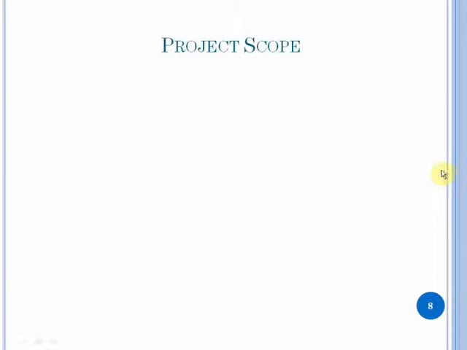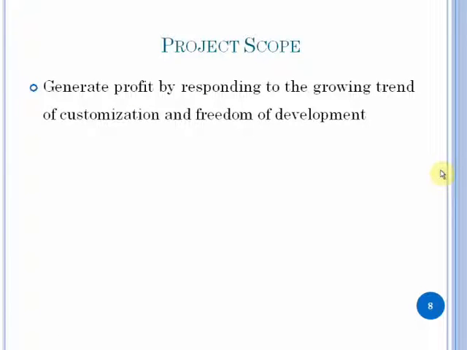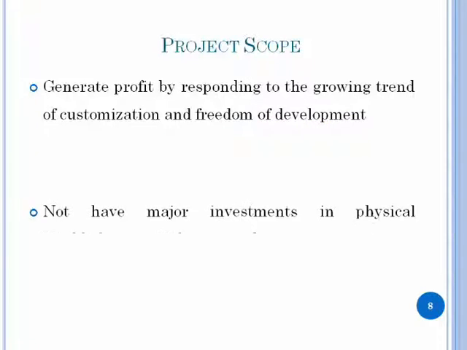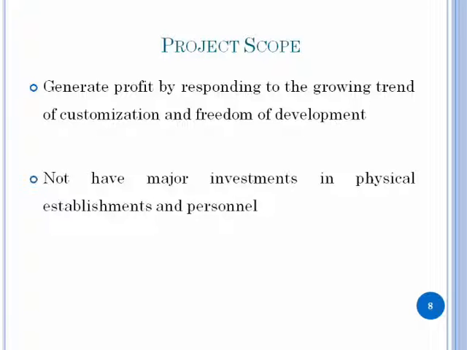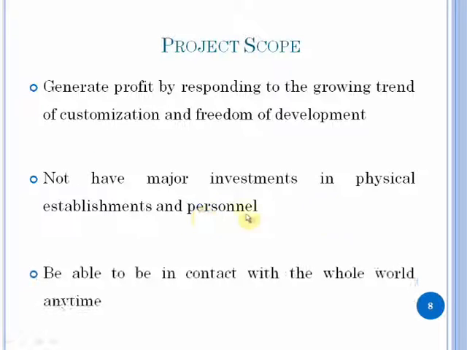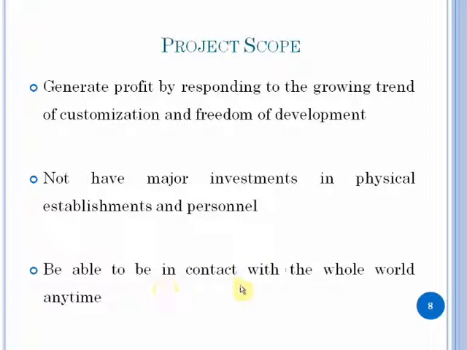So, regarding the project scope, we want to generate profit by responding to the growing trend of customization and freedom of development. We can achieve this by using 3D printed products. We don't have to make major investments in physical establishments and personnel. That's why we chose an internet-based business. We want to be able to be in contact with the whole world anytime. Come on, internet business.